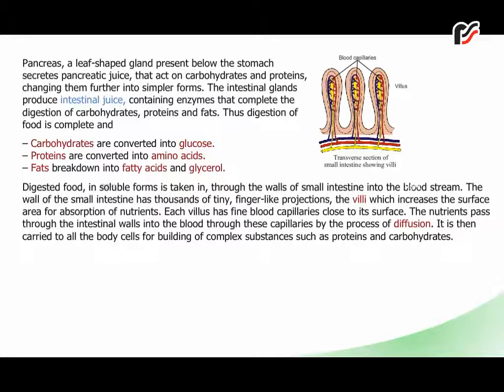The wall of the small intestine has thousands of tiny finger-like projections, the villi, which increase the surface area for absorption of nutrients. Each villus has fine blood capillaries close to its surface. The nutrients pass through the intestinal walls into the blood through these capillaries by the process of diffusion. It is then carried to all the body cells for building of complex substances such as proteins and carbohydrates.